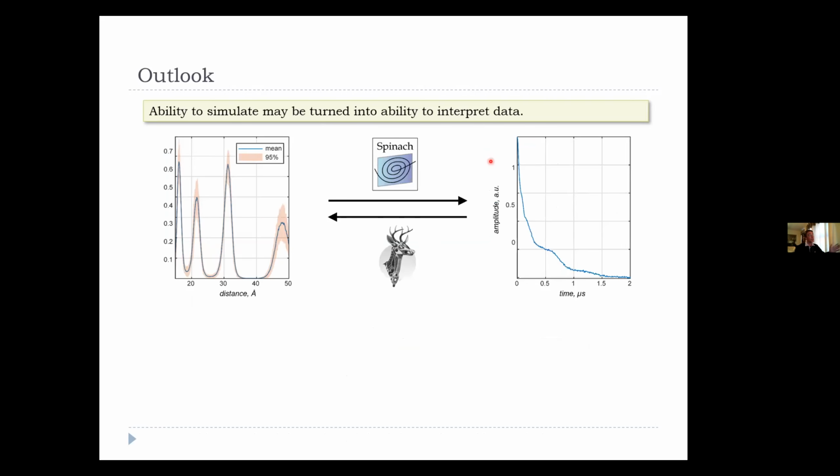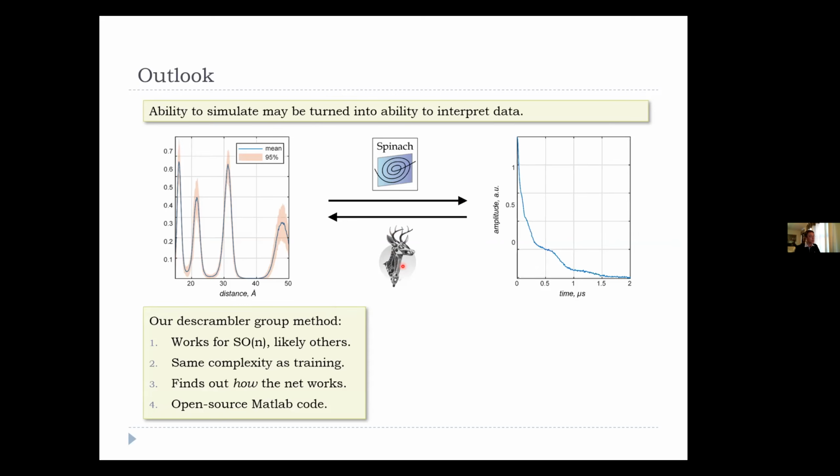The bottom line of all of this is the very important fact, I think, to anyone who is doing simulations, is that now that the computers are good, our great amount of experience in simulating stuff may be turned into ability to interpret data by machine learning, because we can generate those training databases by simulations.